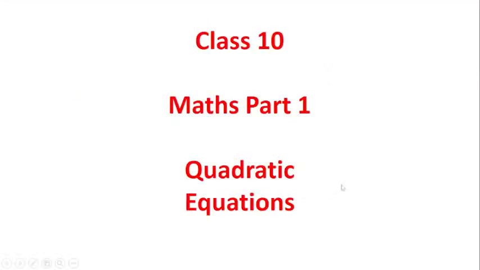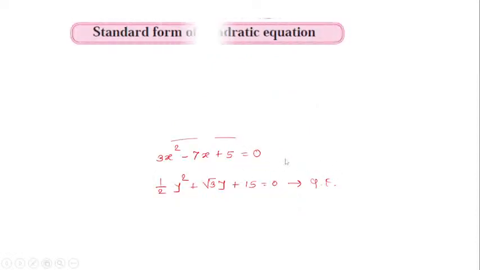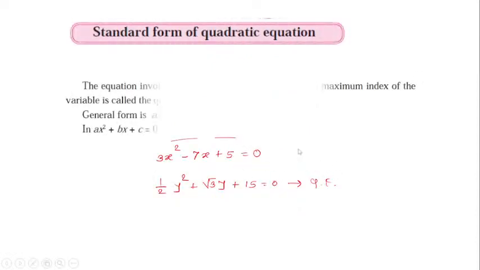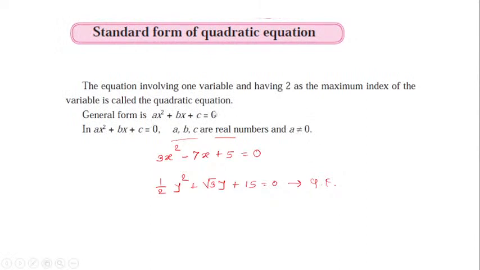So we started this topic yesterday from class 10th maths part 1. The topic is quadratic equation. We started with the basic concept of the standard form of a quadratic equation: ax square plus bx plus c is equal to 0.